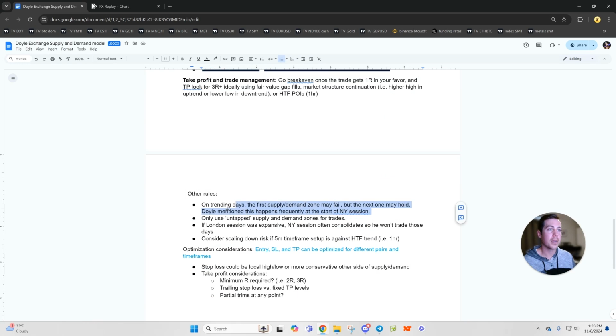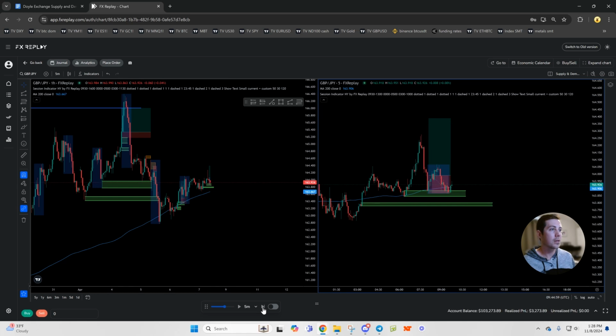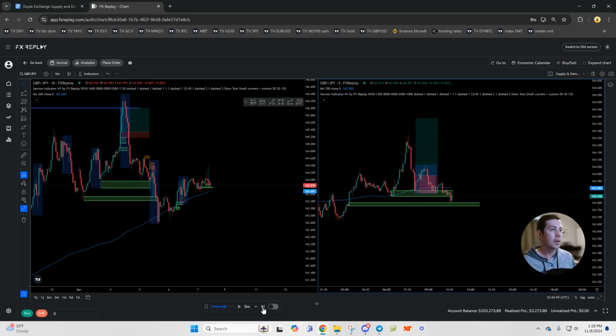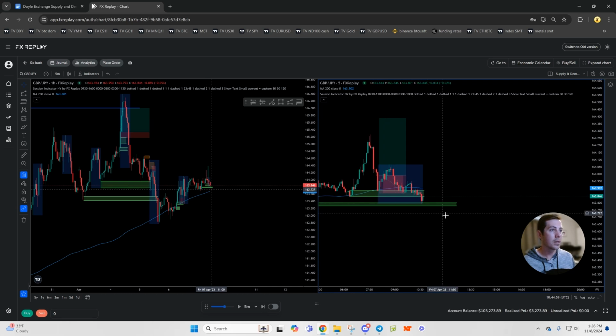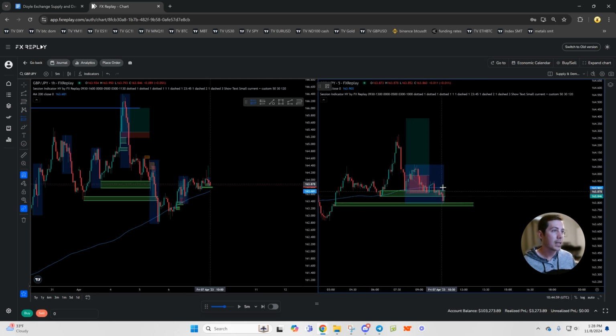He said sometimes the first level can fail, but the second one might hold. Maybe he was referring to this one here that failed. But if we get another wick into this one below, I might try and take it. Let's see what we get the rest of this session. All right, so we got a wick into it and no closes into it. So I'm going to go ahead and try this one as well. We'll try this one for the second attempt of the day.